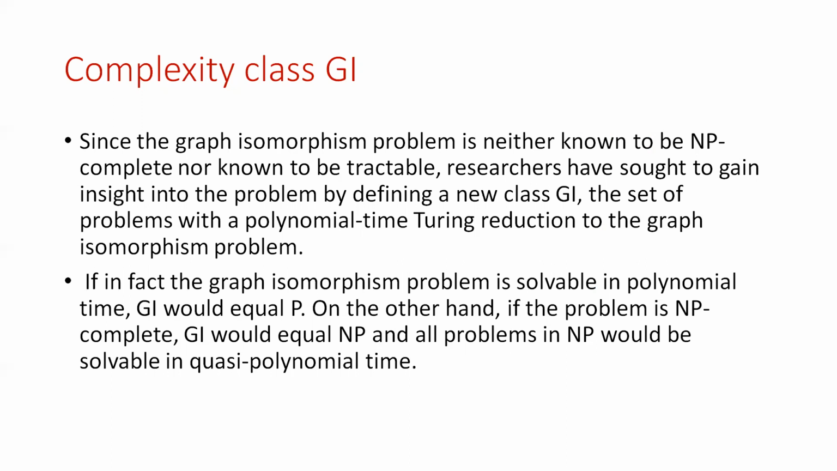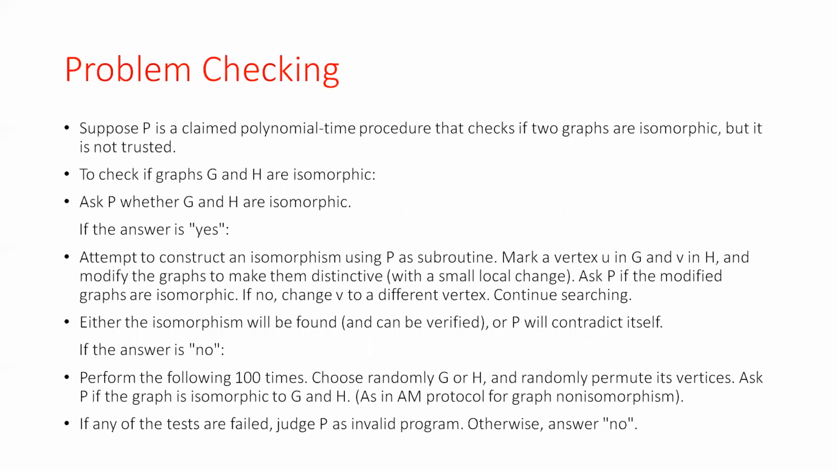So there are two cases. In the first case, if the graph isomorphism problem is solved in polynomial time, GI will equal P. In the other case, if it is not solved in polynomial time, if it is NP complete, then GI will equal NP, and all other problems in NP would be solvable in quasi polynomial time.